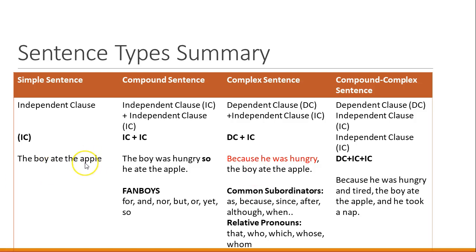How do I make this sentence a compound complex sentence? I'm going to add a dependent clause and another independent clause. So here we have, because he was hungry and tired, dependent clause. The boy ate the apple, independent clause or simple sentence 1, and a conjunction from FANBOYS. He took a nap, a second independent clause or a second simple sentence. And here we have a compound complex sentence.